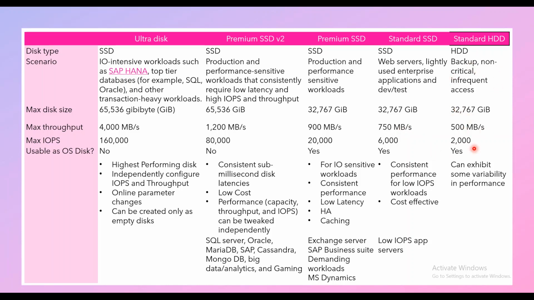So there are different workloads, and if you want to have a closer look, you can also see which ones can be used as OS disk. Definitely the premium SSD version 2 and Ultra disk cannot be provisioned as OS disk. They are only used for the data and the applications, whereas the premium SSD, standard SSD, and standard HDD can be used for OS disk. And even if you want to store some non-critical or infrequently accessed data, or some backup information, then backup related data can be stored in standard HDD at a very cheap price.